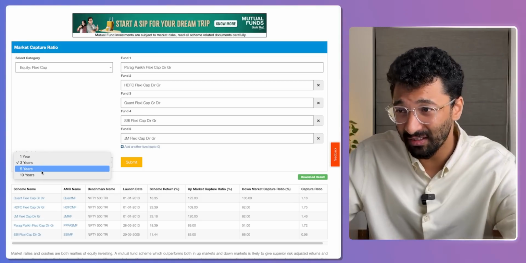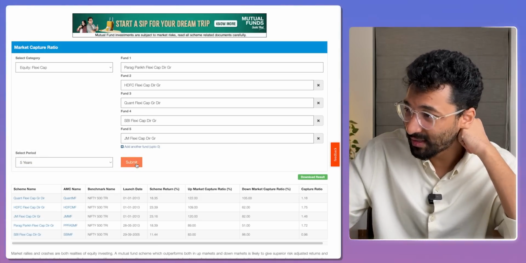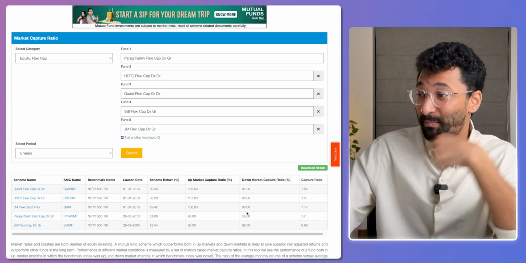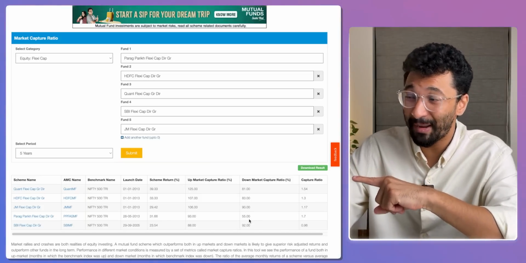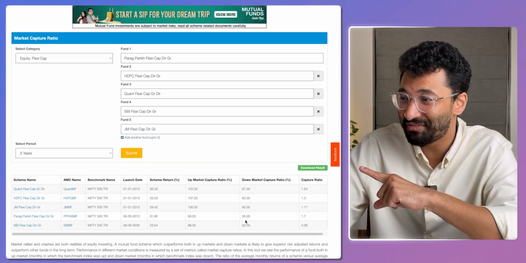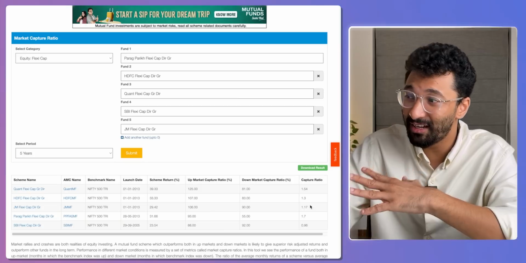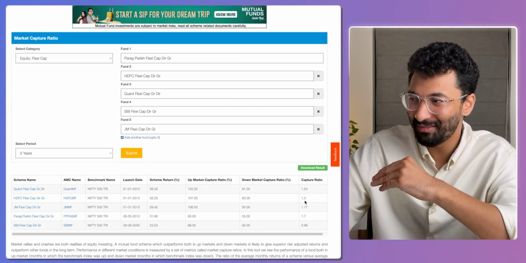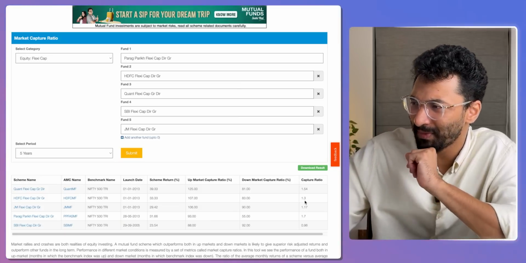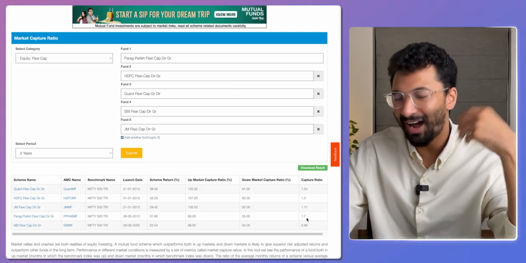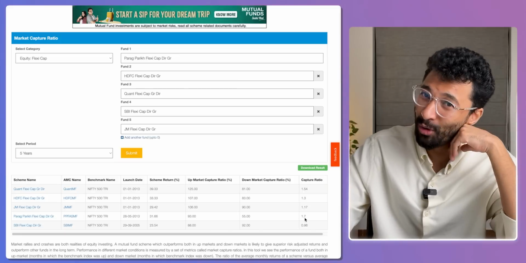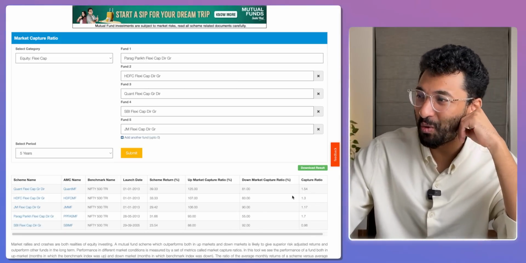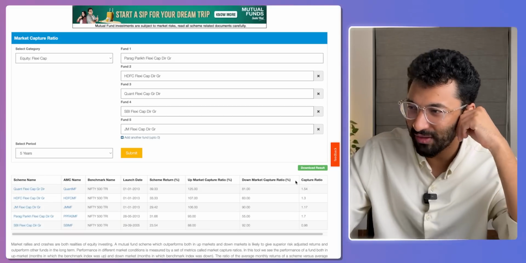We look at a 5-year capture ratio as well for all these funds. And here you will again notice that the Parag Flexi Cap this time has a down market capture ratio, again a very low one of 55. The up market is around 93. In terms of total capture ratio, now you can see the HDFC one has dropped, but not by a lot. It's still a good number. Anything above 1 is great. The higher you are, the better. Parikh still holding strong at 1.7, whereas Quant is now much closer at 1.54.